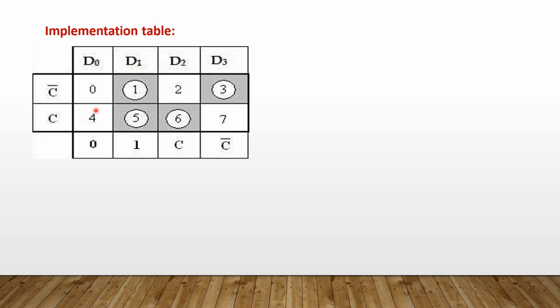Since in the first column both the minterms are not circled, we can just apply 0. And here both the minterms are circled, so we can just apply 1 to the corresponding input. In the third column, the bottom minterm is circled, so the corresponding variable is C, so we can write C. And in the last column, since the top minterm is circled, the corresponding variable is C bar, so you can just write C bar. Now we can just draw the circuit.